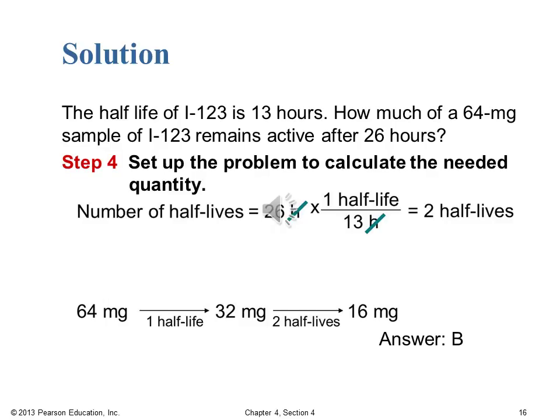And here we see step 4, set up the problem to calculate the needed quantity. The number of half-lives that have elapsed equals that 26 hours, and just like I said in the previous slide, we're going to want the form one half-life over 13 hours. When we multiply through, that gives us 2 half-lives, and therefore if we have 64 milligrams to start, after one half-life has elapsed, we're down to 32 milligrams. And then after another half-life has elapsed, we're down to 16 milligrams, which was answer choice B.